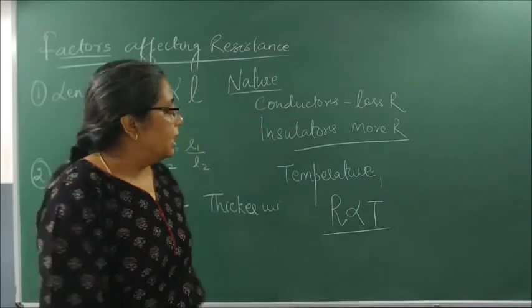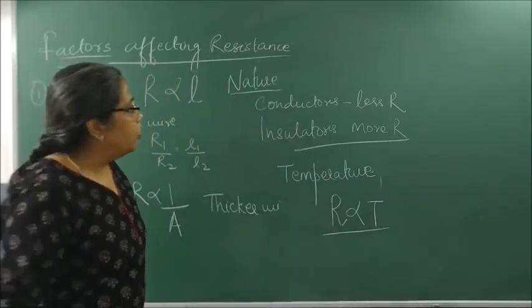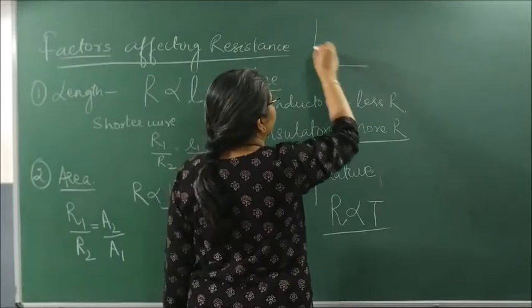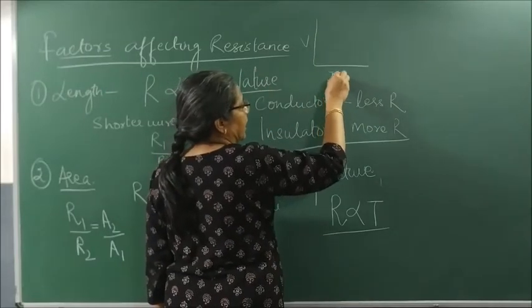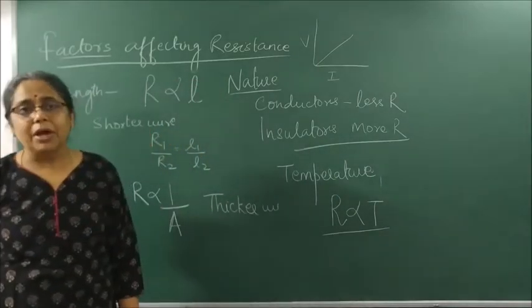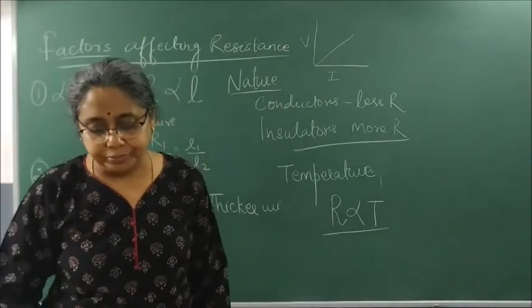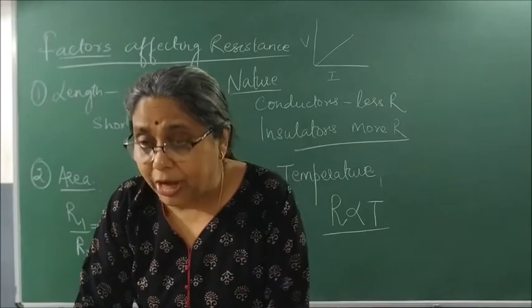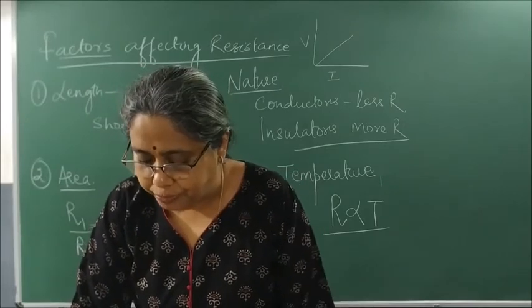And we found that if I plot the graph between V and I, with V on the y-axis and I on the x-axis, I will get what? A straight line passing through the origin. Now let us come to activity 12.2.